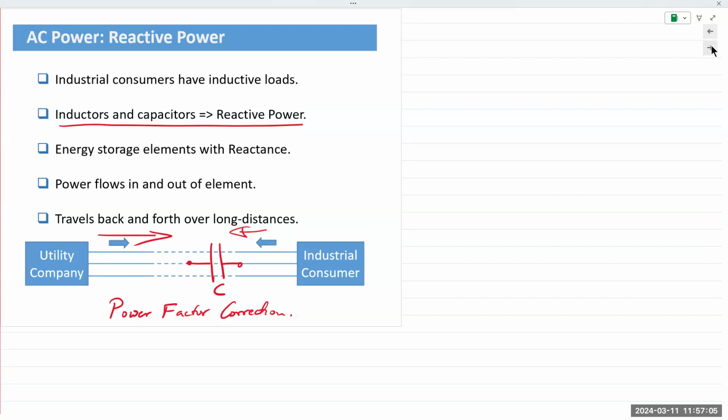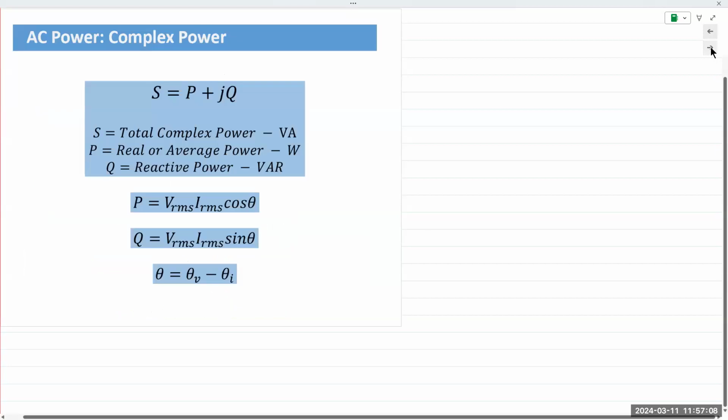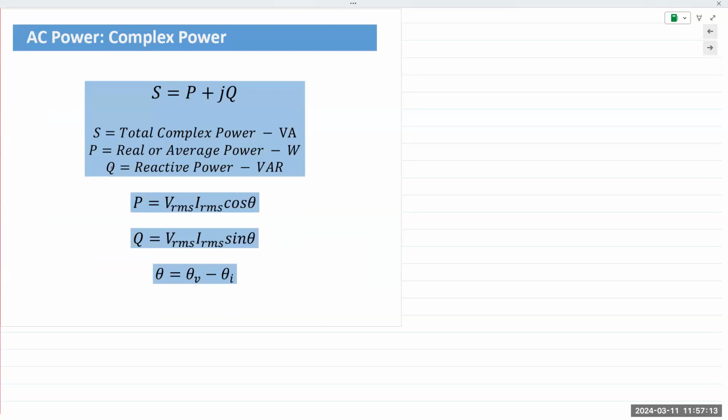So, let's introduce new terms. Let's look at the notations and the units. We'll start with Q. We are all familiar with P. Power is noted by the letter P, and all of these are uppercase letters. That is the real or the average power, and it is given in watts. The reactive power is noted by the letter Q, and it has the units volt-ampere reactive.